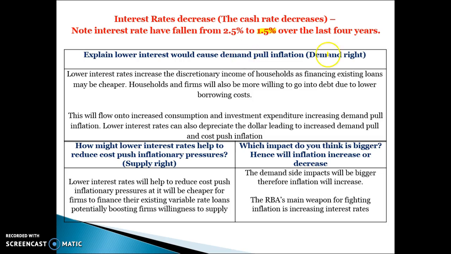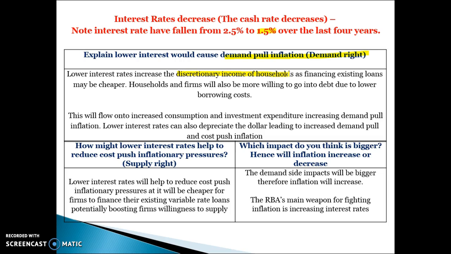So explain how lower interest rates first impact demand pull inflation. So you need to link interest rates to both. When we have lower interest rates, people spend more. Consumers spend more, businesses spend more, both of those lead to demand shifting to the right. So lower interest rates increase the discretionary income of households, it's cheaper to finance existing loans, and it also makes households more willing to go into debt.